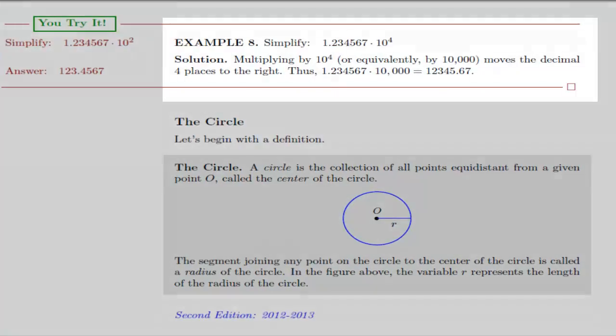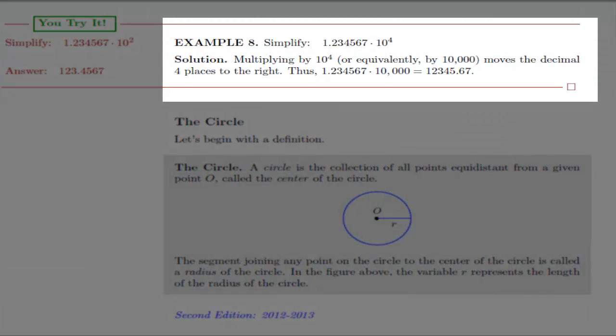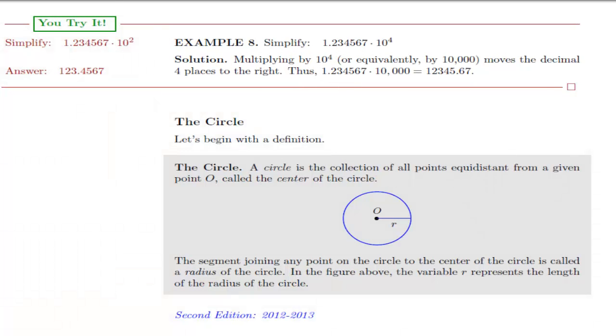Example 8. Simplify the decimal number times 10 to the 4th power. Solution. Multiplying by 10 to the 4th, or equivalently by 10,000, moves the decimal 4 places to the right. Thus, the decimal number multiplied by 10,000 gives us the new decimal number with the decimal point moved 4 places to the right.